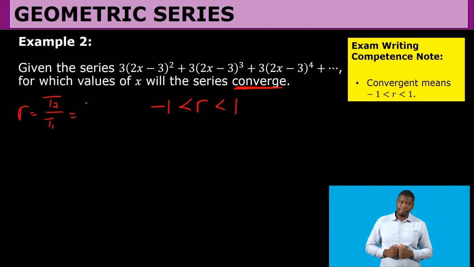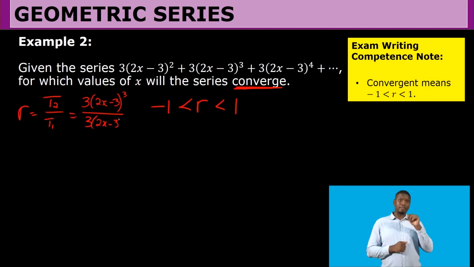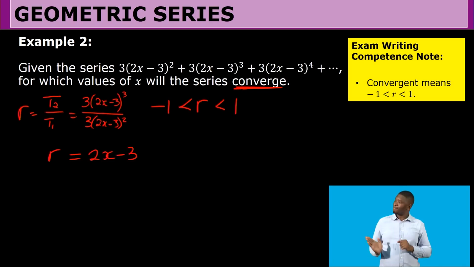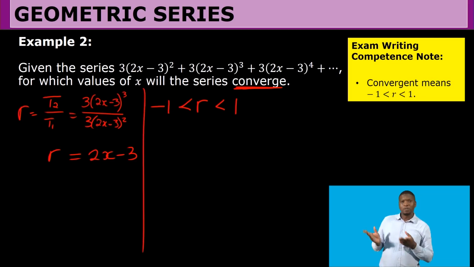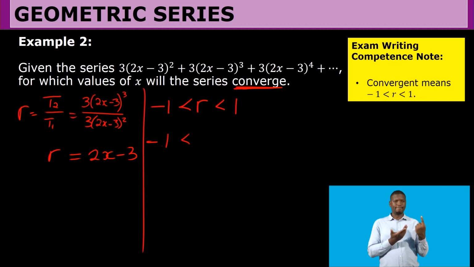That is going to give us 3 bracket 2x minus 3, and that is cubed, divided by 3, that same bracket, but in the first term it is squared and not cubed. So that is going to give us, if you divide that correctly, 2x minus 3. And that is the value of our common ratio. So we are going to take that common ratio and substitute it in the place of r. That's 2x minus 3.